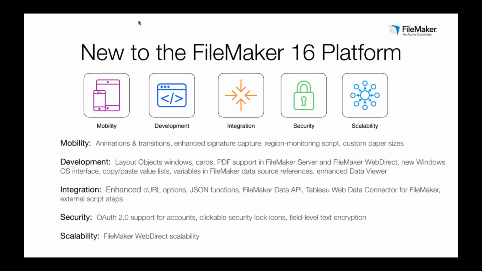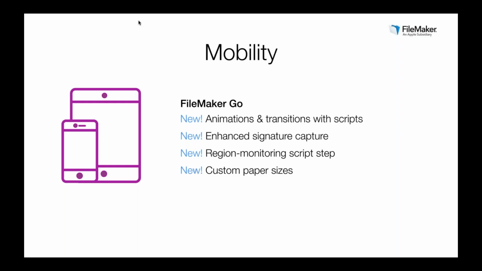So when we talk about FileMaker 16, we're going to talk about specifically 5 different areas: mobility, development, integration, security, and scalability. When we are talking about mobility, we're looking at the enhancements in the area of mobility.